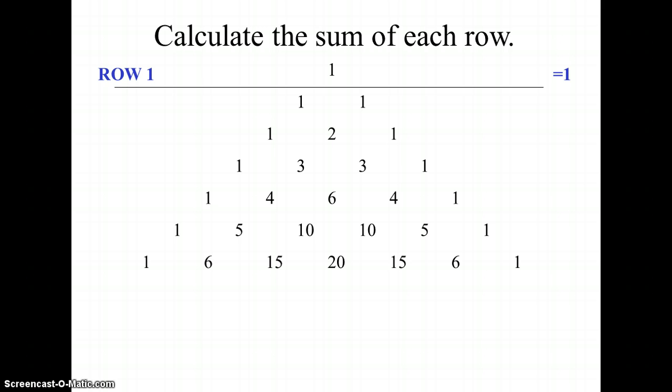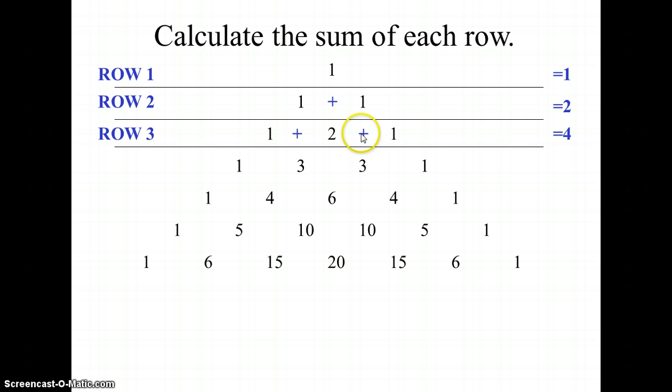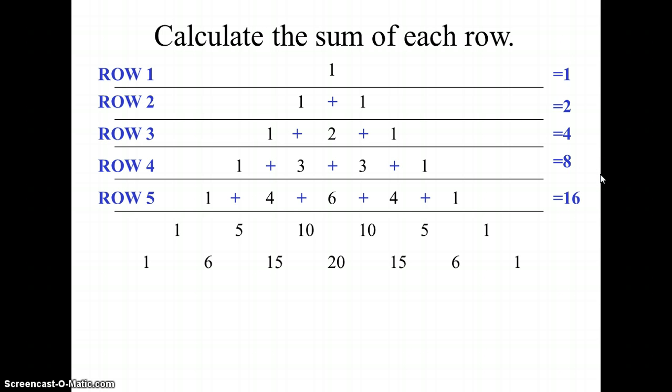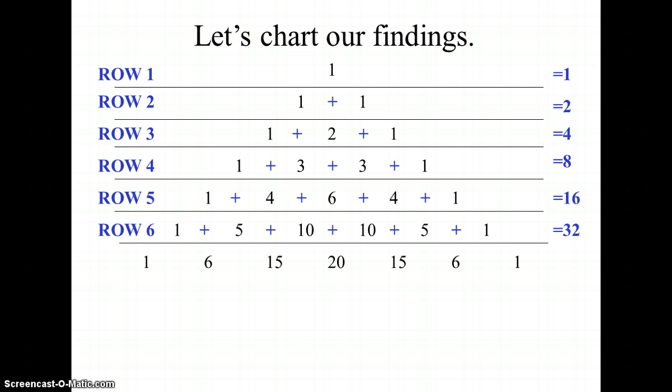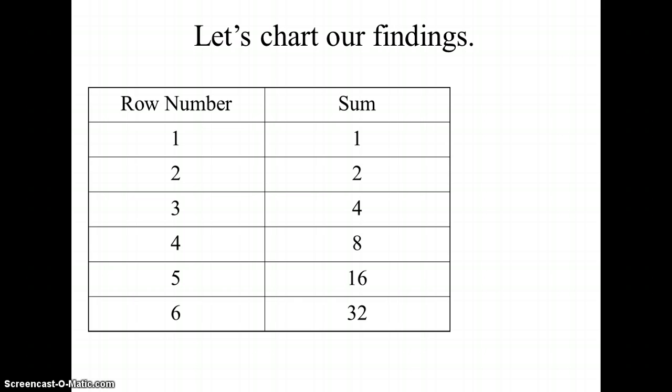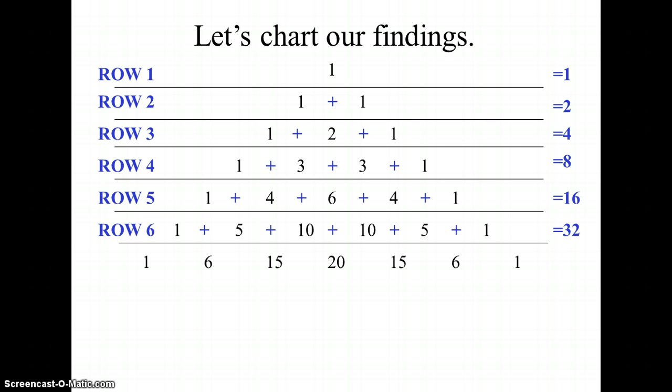So row 1 just has a 1 in it, so it equals 1. When I look at row 2, I would add the numbers in that row, 1 plus 1, that gives me 2. I can do that with row 3. 1 plus 2 plus 1 equals 4. And the fourth row, the sum would equal 8. In the fifth row, the sum equals 16. In the sixth row, the sum equals 32. And in the seventh row, the sum would be 64.